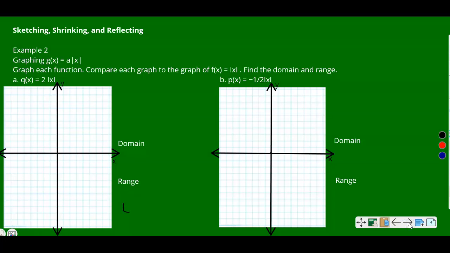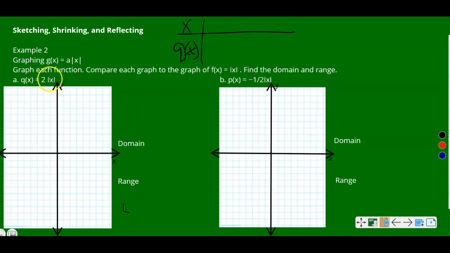All right, going to move on to the next example, graphing g of x equals a times absolute value of x. Graph each function, compare each graph to the graph of f of x equals absolute value of x. Remember, that is your parent absolute value function. Find the domain and range. All right, let's start by making a table of values. So it says q of x equals 2 times the absolute value of x. So let's say we've got x's, and we're going to have q of x.